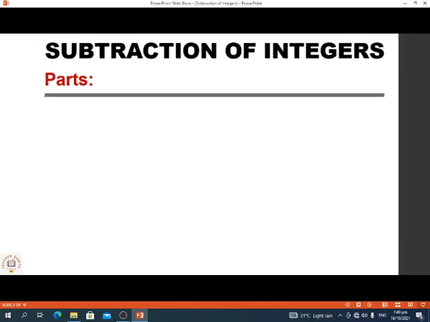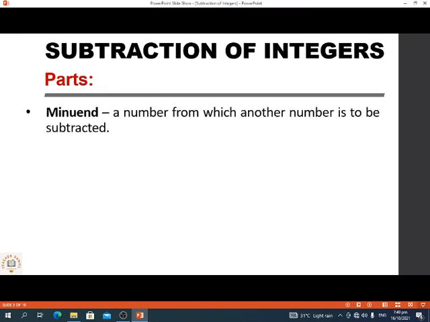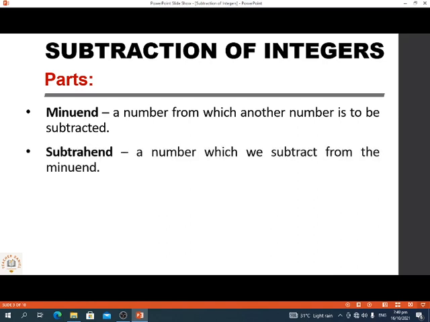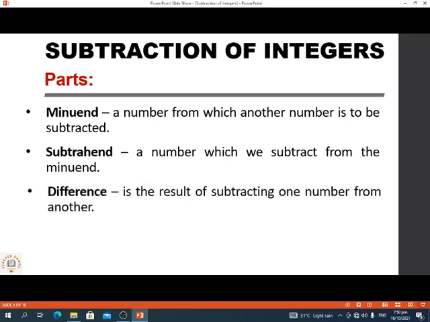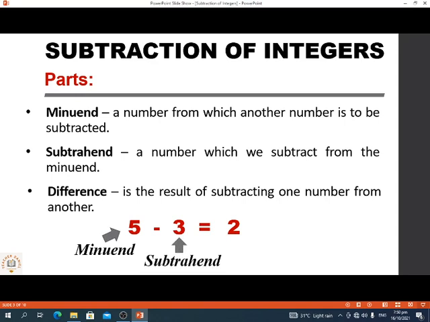So before we start, let us recall the parts of a subtraction sentence. We have the minuend. It is a number from which another number is to be subtracted. Subtrahend, a number which we subtract from the minuend. Difference is the result of subtracting one number from another. For instance, we have 5 minus 3 equals 2. 5 is the minuend, 3 is the subtrahend, and 2 is the difference.